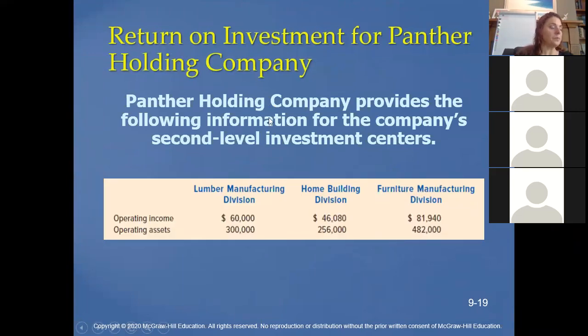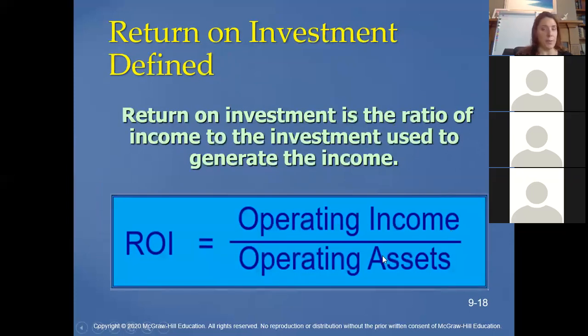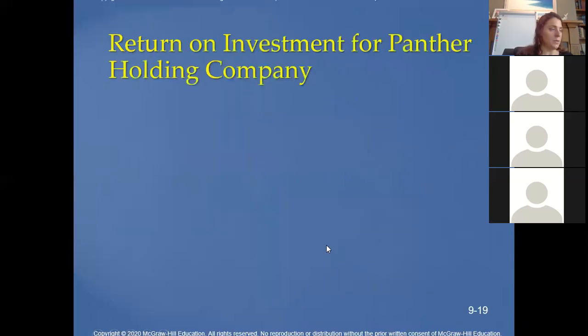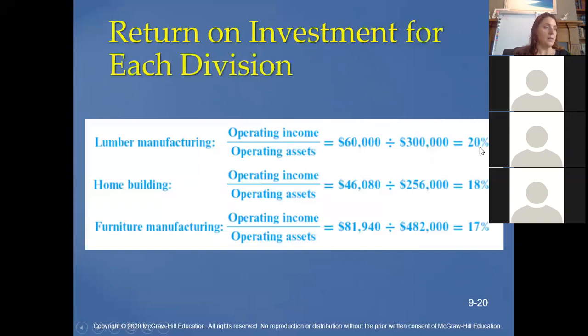So here they have their lumber, home building, and furniture divisions. This is your income. This is your assets. If you go back up to the formula, and I would write this down, it's operating income over operating assets. So if you're looking at the ROI for each of these divisions, I think they do it for you. The ROI for lumber is far better than home building and furniture manufacturing. ROI basically means you buy your assets to help you make money in your business. So those assets that you've purchased, how well are they working for you? It's your return on investment, your investment in this case being your assets.